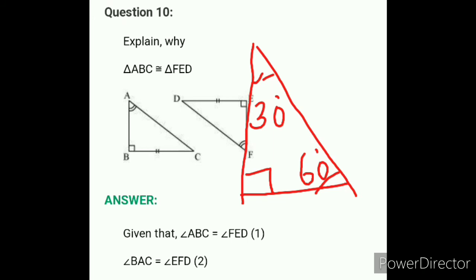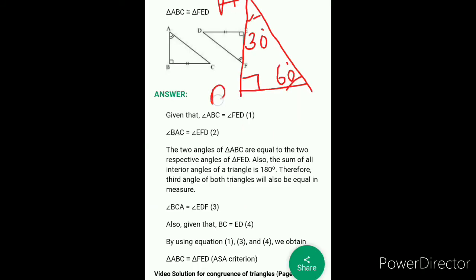Similarly, another triangle I am taking, it is ABC. Next I am taking FED. Okay, in which it is 90 degrees. This is 30 degrees. How much is it? 60 or another measure? Here also it is 60 only, no? Yeah. Now look at these two triangles.